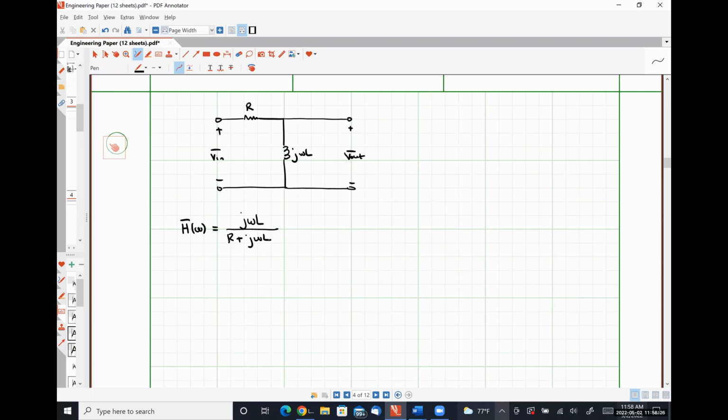Conveniently enough, we don't have any fractions that we need to worry about, Connor. Oh yeah, absolutely. So we are going to do what we've done previously, multiply by the complex conjugate of the denominator over the complex conjugate of the denominator. So it'll be R minus j omega L over R minus j omega L. And this is going to give us a denominator of R squared plus omega L squared.